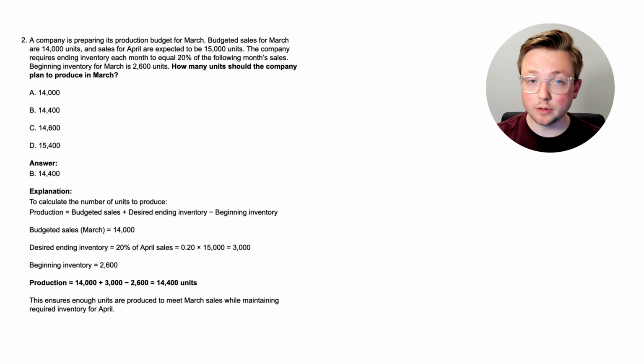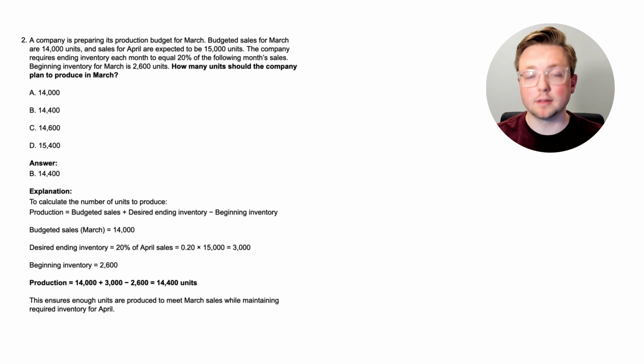And then we already know the beginning inventory is 2,600 units. So production needs to be 14,000 units for March, plus the 3,000 they need going into April, less the 2,600 that they already have. So they only need to produce 14,400 units to meet all of those different requirements. That way they have enough produced in March while also having enough inventory at the end of the month going into April. So that is one piece of budgeting: figuring out the budgeted production for certain sales in a given month.